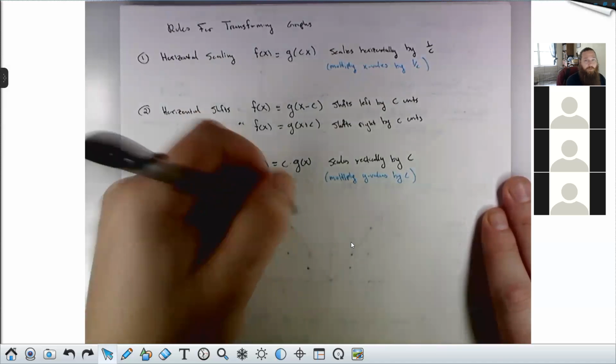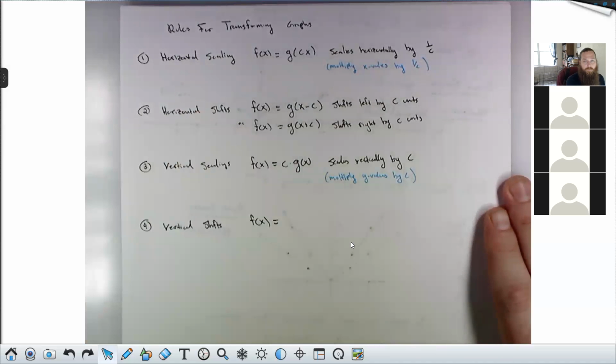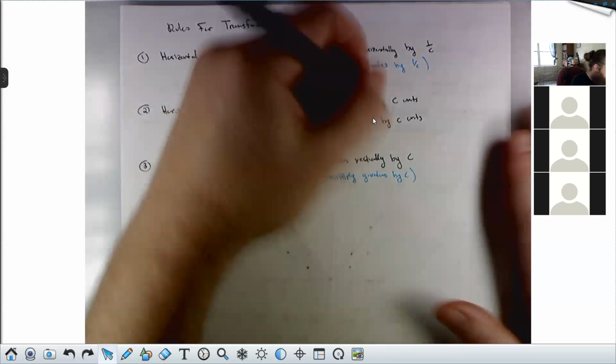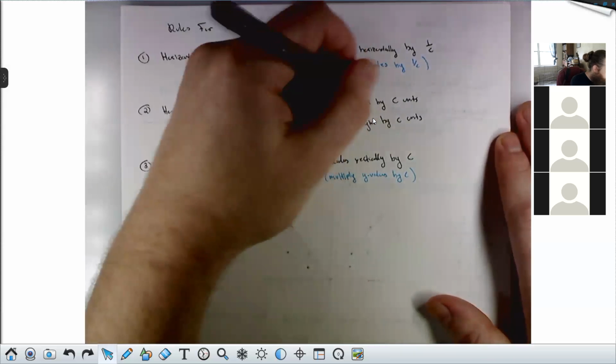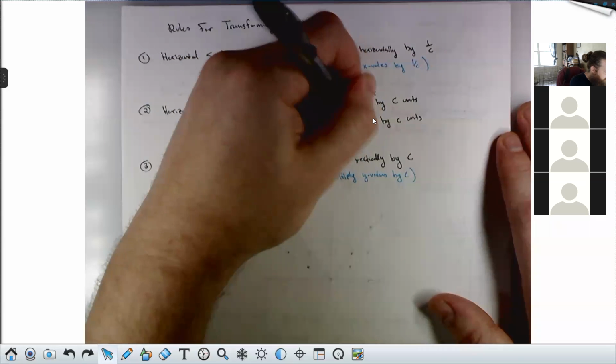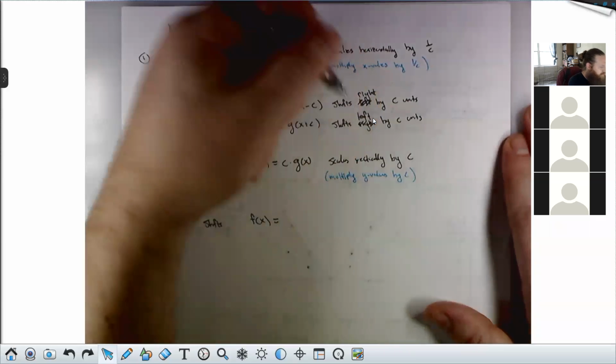Sorry, a student points out that I have the shifts backwards. Oh my God, what have I done? Good Lord. All right, x minus c shifts right. Yeah, I'm so sorry. Thank you. You're exactly correct. I'm so sorry.